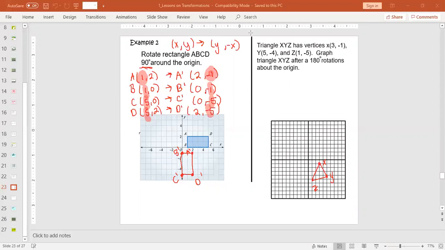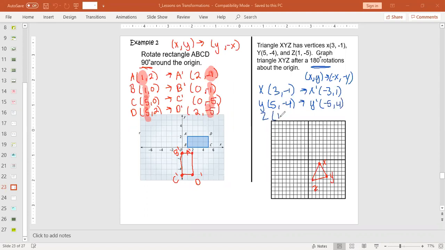Now, I want to rotate it 180 degrees. So the rule for 180 degrees is we just change the sign of x and y. We don't move them around, we just change their sign. So if x was 3, -1, x prime will be -3, +1. If y was 5, -4, y prime is going to be -5, +4. If z is 1, -5, z prime will be -1, +5.